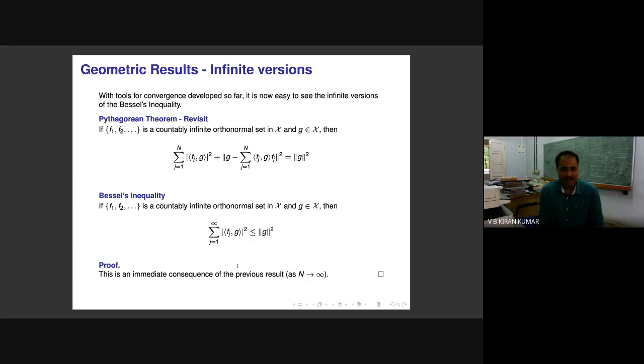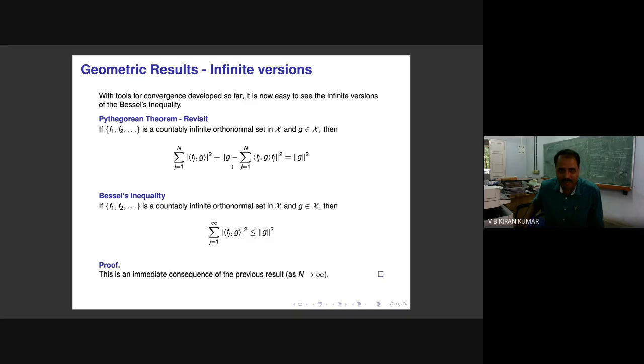Now let me just recall the Pythagorean theorem which we proved. I will not prove it here. So what is the Pythagorean theorem? You consider a countably infinite orthonormal set. Earlier we had only a finite set, but now you take a countably infinite orthonormal set in X, and g is an arbitrary element. Then the same argument will give you that the summation j equal to 1 to n of mod of inner product of fj and g, whole square, plus norm of g minus the summation j equal to 1 to n of inner product of fj and g times fj, norm square, is equal to norm g square. The same argument: just denote this by g tilde and compute as in the proof which we did. So you will obtain this.